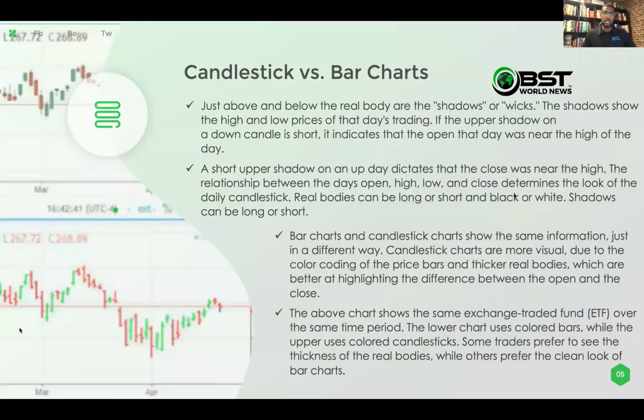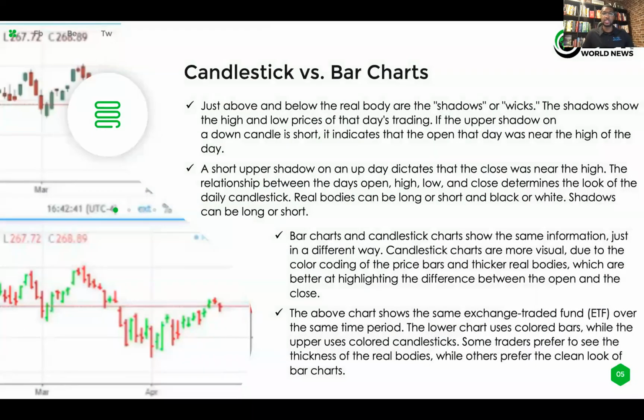So, candlestick versus bar chart. Just above and below the real body are shadows or wicks. The shadows show the high and low price of that day's trading. If the upper shadow on the down candle is short, it indicates that the open that day was near the high of the day. A short upper shadow on an up day indicates that the close was near the high. The relationship between the day's open, high, low, and close determines the look of the daily candlestick. Real bodies can be long or short, black or white. Shadows can be long or short.